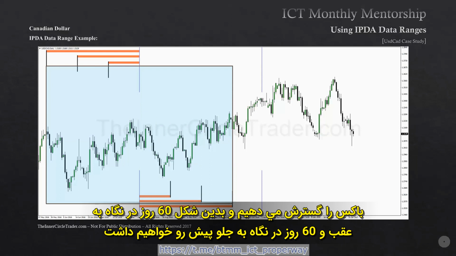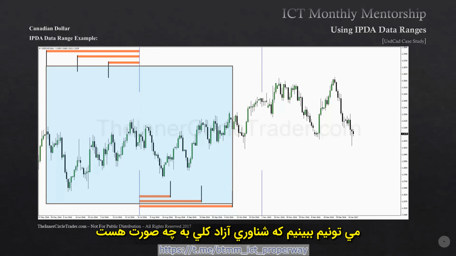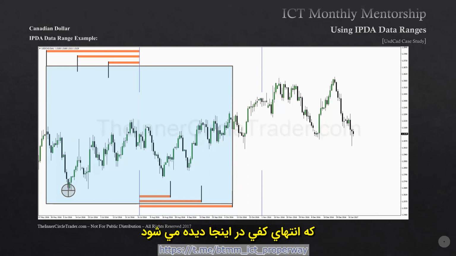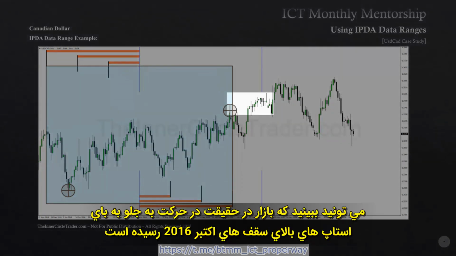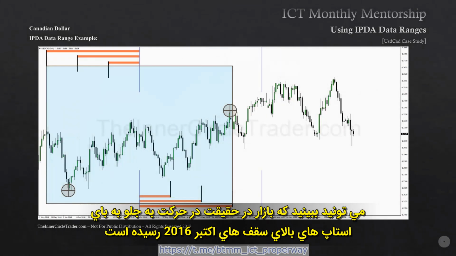Extending it out, so we have 60 days look back and then 60 days cast forward, we can see what the total open float is, with the low end seen here and the high end seen here. You can see the market did in fact eventually still drive forward, reaching for the buy stops above the October highs in 2016.